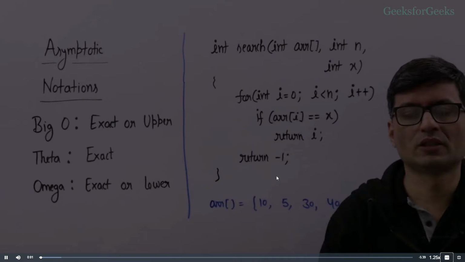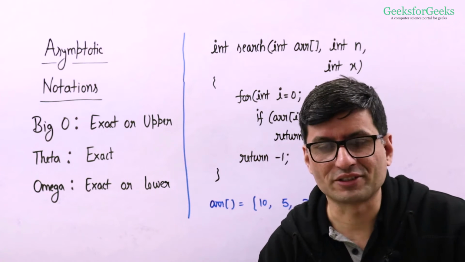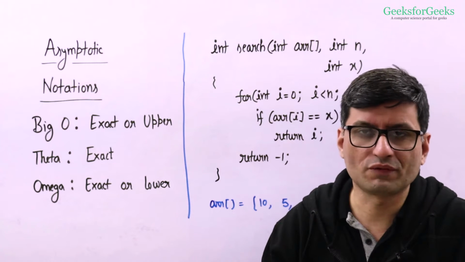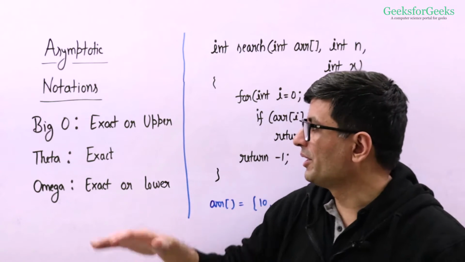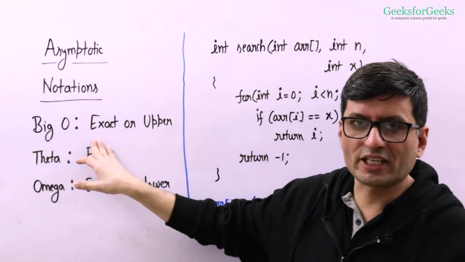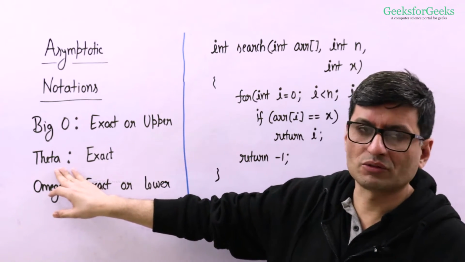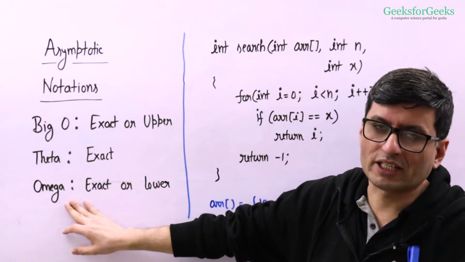Let's now talk about asymptotic notations. Asymptotic notations are the mathematical notations to represent order of growth of any mathematical function. There are mainly three popular asymptotic notations: big O, which represents exact or upper bound on order of growth; then theta, which represents exact order of growth; then omega, that represents exact or lower bound.